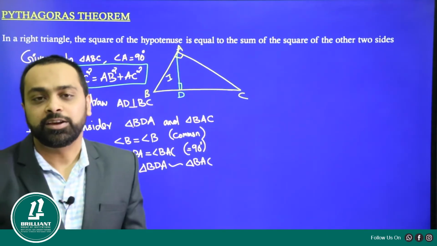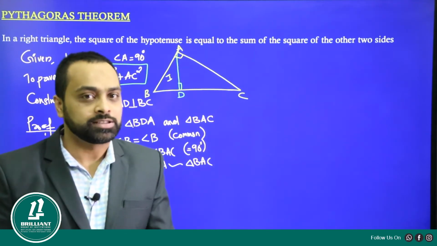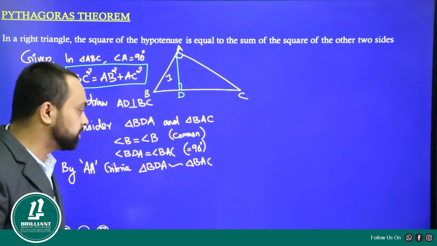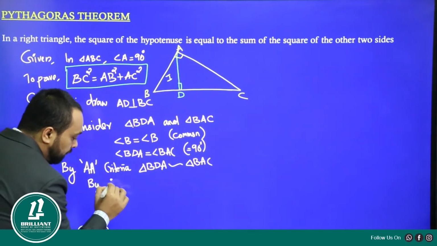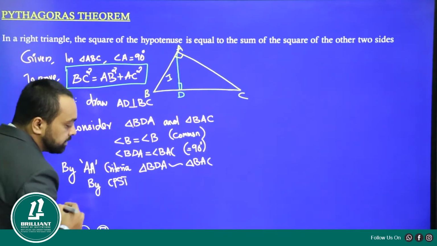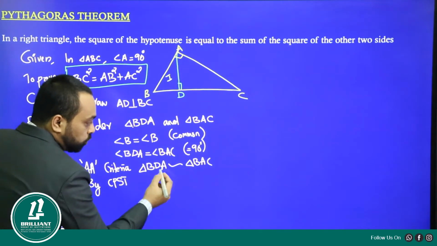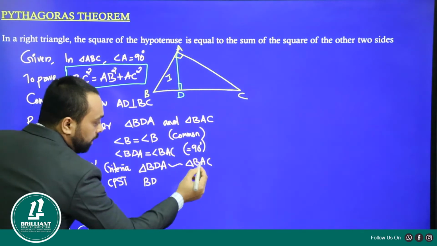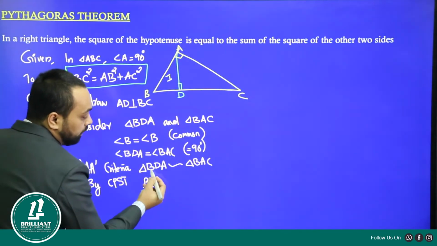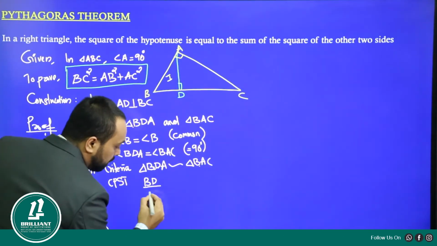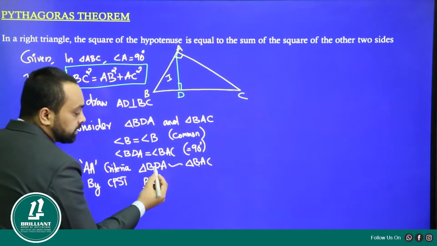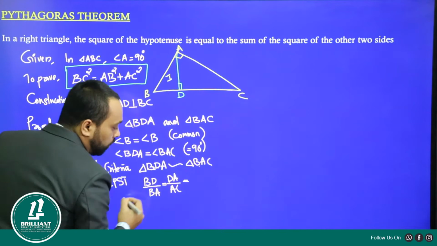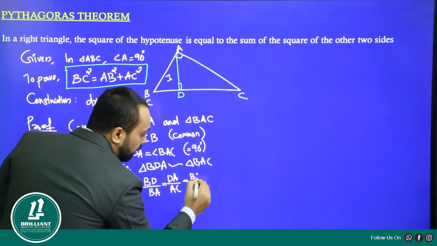Then we know that if two triangles are similar, then their corresponding parts are similar. That is, all the angles will be equal and the sides will be in the same ratio. So we are taking the side ratio. That is important. By CPST, corresponding parts of similar triangles, we can take the first side BD, whose corresponding side is BA. BD by BA is equal to, next I am taking DA by AC, is equal to, next the first and last letters, BA by BC.